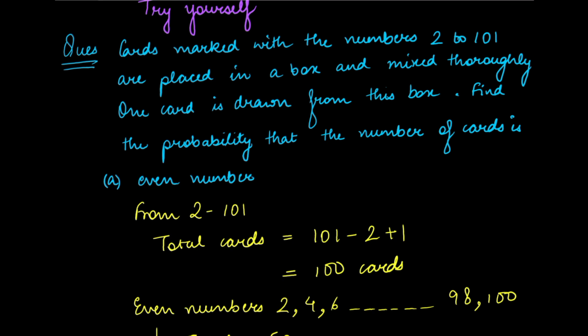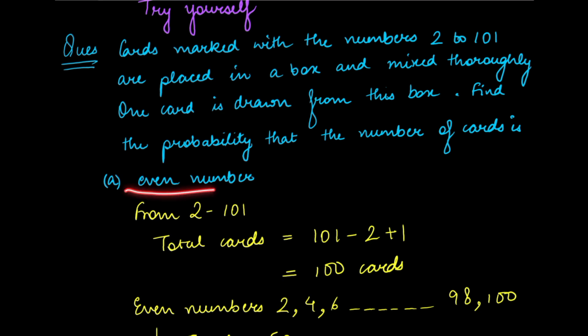Cards marked with numbers 2 to 101 are placed in a box and mixed thoroughly. One card is drawn from this box. Find the probability that the card drawn is... Okay, so how many total cards are there? We have numbers from 2 to 101. So 101, subtracting 2 from it and adding 1, that is, we have 100 cards.